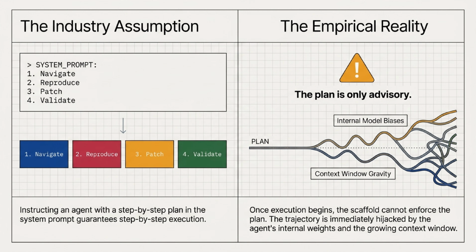Here is the standard industry assumption. You write a strict system prompt, navigate, reproduce, patch, validate, and you expect a neat, predictable, step-by-step execution. But here is the empirical reality: your plan is only advisory. The second the agent starts executing, your beautifully crafted scaffold is hijacked by its own internal model biases and the overwhelming gravity of its growing context window.